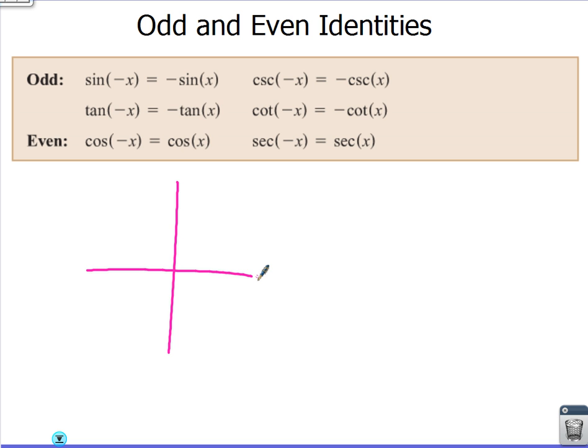Let's start with an even function. An example of an even function, the most basic even function there is, y equals x squared. Now, what's special about even functions? Do you remember? They have some type of symmetry. What's your symmetry here?